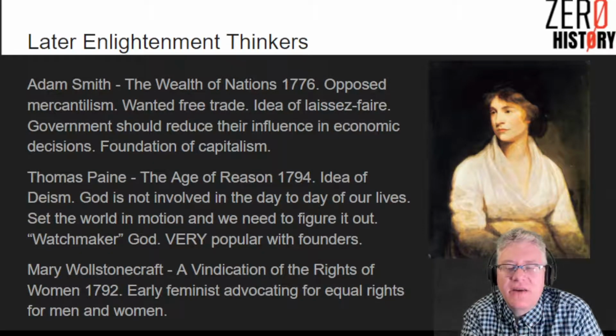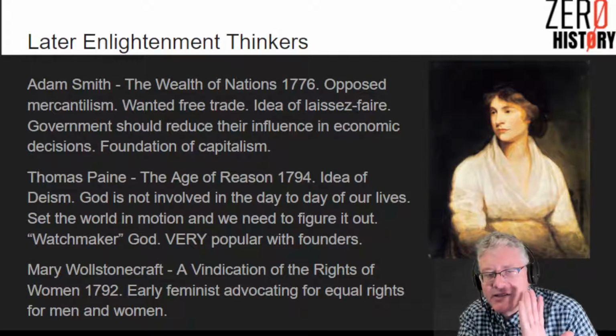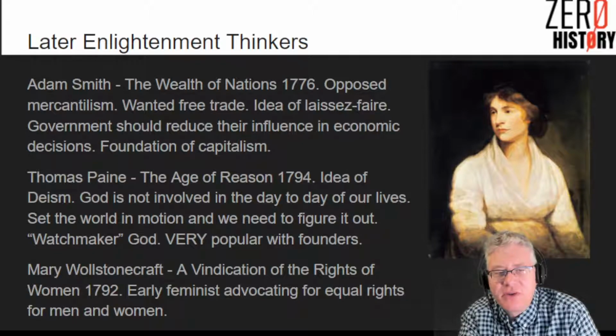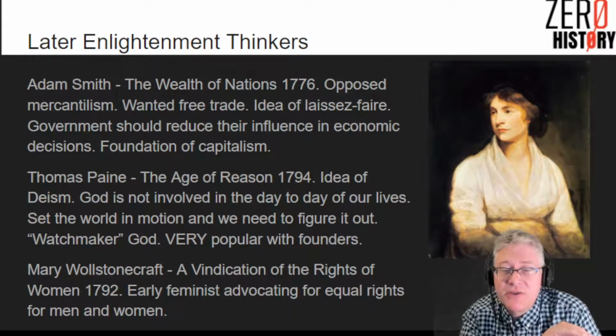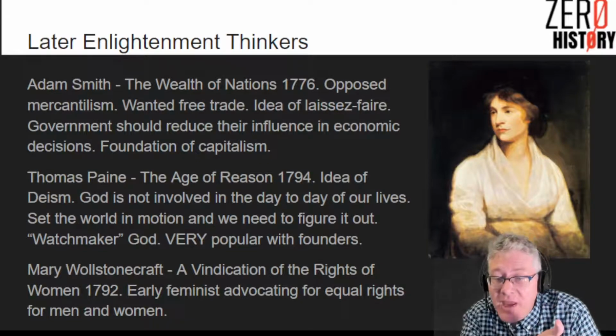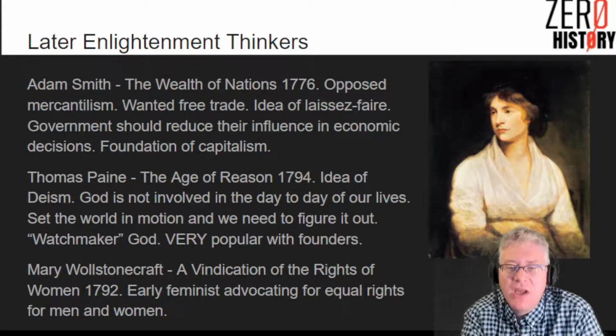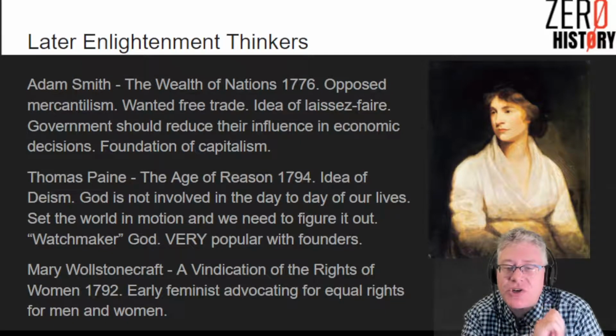This is the idea from the French of laissez-faire, which is that the government should be hands-off. Government should reduce their influence on economic decisions. Now, Smith still thinks the government has a role. He thinks that the government should be there to do things like enforce worker rights or to help poor people or people who are unable to work. They still have a reason to be there, but by and large, they shouldn't have the choice.